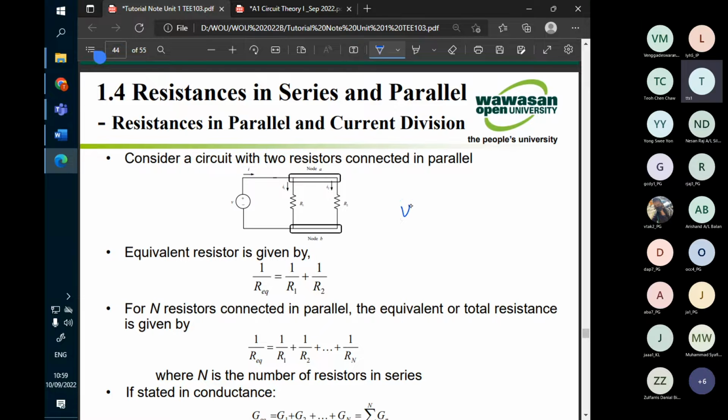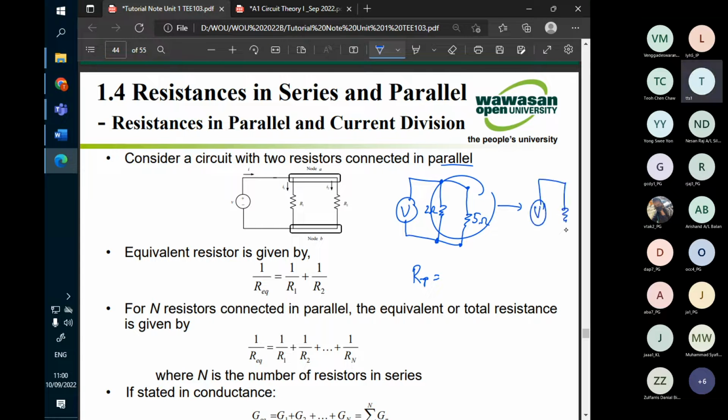When we have a parallel circuit, a voltage source and this resistance and this resistance, let's say a 2 ohm and a 5 ohm. Okay, how do I know it's a parallel? Because they are sharing the same node. This node and this node are the same because there's no resistance here. So they are parallel. So when I parallel them, we can reduce these two into only one V and only one resistance. It's called the RT, the total.